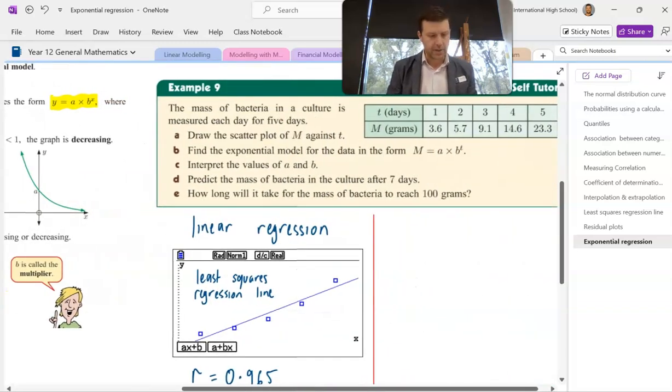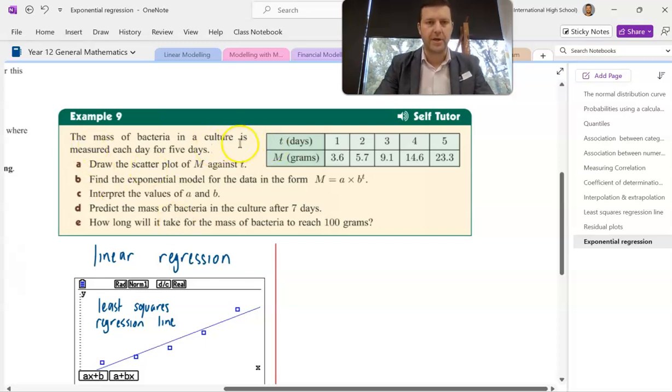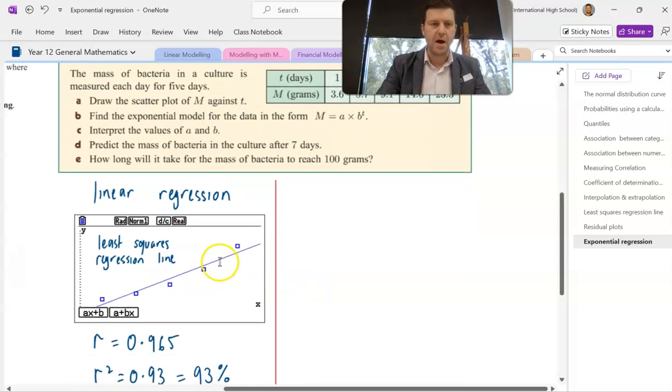So moving into an example here, we have the mass of bacteria in a culture measured each day for 5 days. You can see our explanatory variable is the number of days, that's our x data, and the mass in grams is our response variable, that's our y data. Those values are plotted against the y-axis. The first thing it says is to draw a scatter plot for m against t. To save a little bit of time, I've already gone through this process and drawn the scatter plot, and it looks pretty suitable.